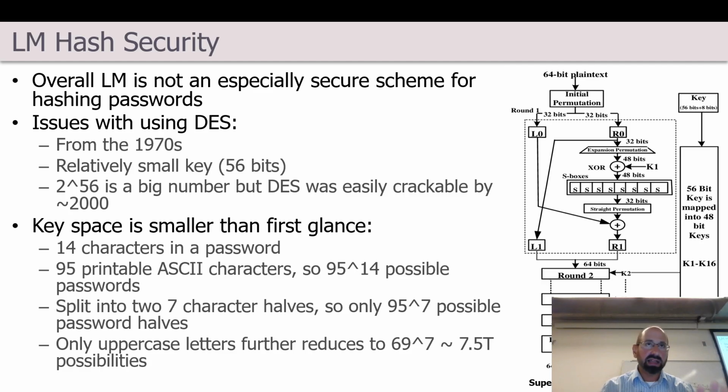For a couple of reasons, this LM hash approach is not considered an especially secure scheme for storing passwords. Some of the issues with DES were that it's from originally the 1970s with at least originally a relatively small key here. In this case, showing a 56-bit key here. Seems like a lot. 2 to the 56 is, and certainly was, a big number at the time. But there's a big difference between 2 to the 56 and 2 to the 57 or 2 to the 58, right, as you grow your powers of 2. So large, but not insurmountably large.